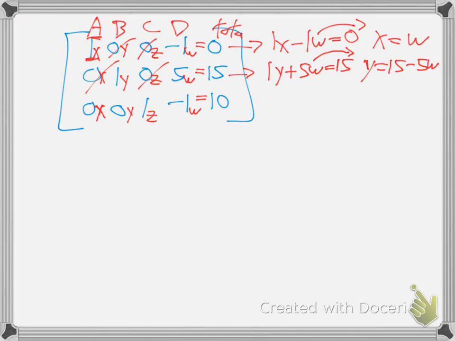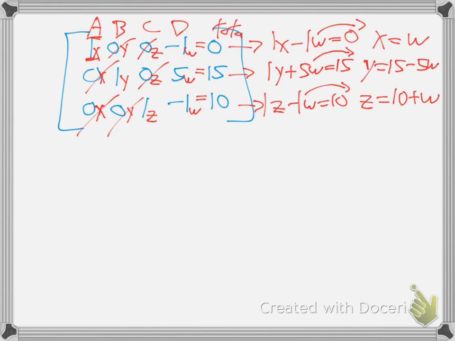Plus 5w is 15. Then I'm trying to solve for x, for y, for z. I'm trying to solve for them. So get x alone, get y alone. Last line, 0, x or y gone. So 1z minus 1W is 10. Move the W over. Z equals 10 plus W, doesn't it?